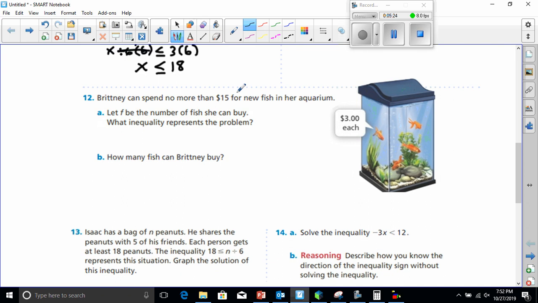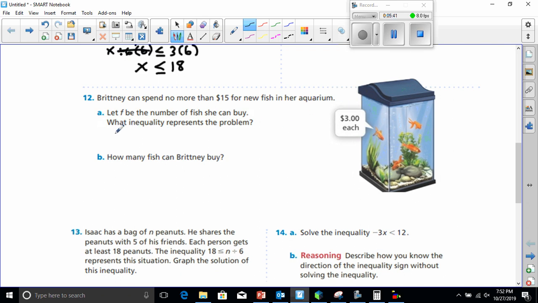Okay? For new fish in her aquarium. Let F be the number of fish she can buy. What inequality represents this problem? Well, let's see. Let F be the number of fish she can buy, and each one of those fish costs $3.